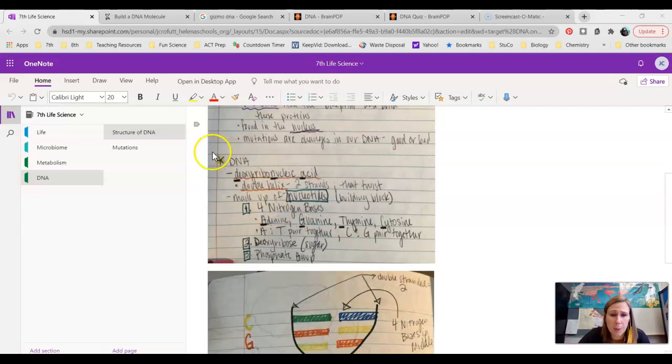Okay, so let's just talk briefly then about the structure of DNA. DNA gets its name from deoxyribonucleic acid. So you can see the D in deoxyribo, N for nucleic, because we find it in the nucleus, and then acid is your A.